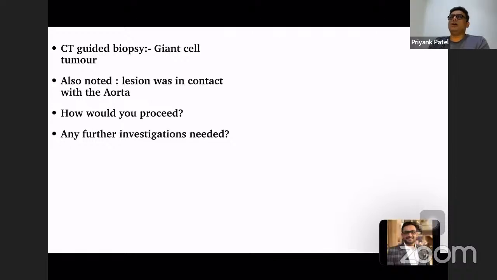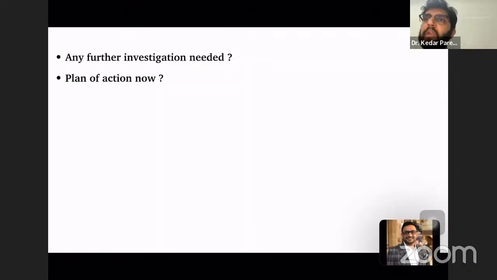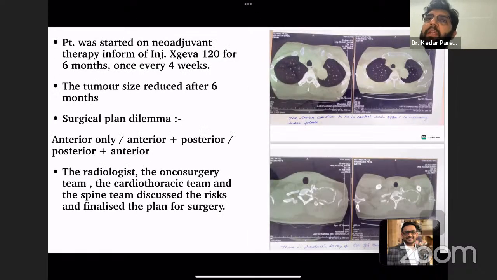Correct. So, Kedar, tell us what you did. Further, we got a PET scan done to rule out if the tumor has spread anywhere else or any other tumor is noted in the patient, which was not found. Further, as Dr. Priyank said, we did start the patient on denosumab since the patient was inoperable to start off with. We gave denosumab over a span of around 6 months or so and repeated the CT.